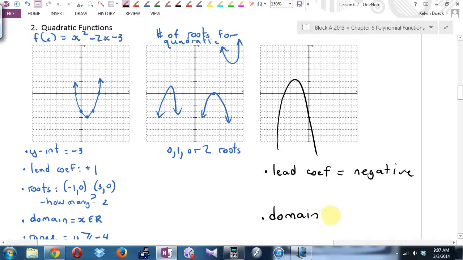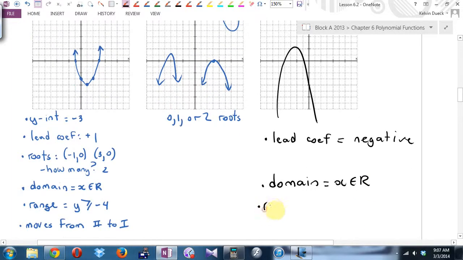What's the domain? Still all reals. What about the range? Well, y would be less than or equal to, and I'm just going to write here the highest point, the vertex, the maximum.